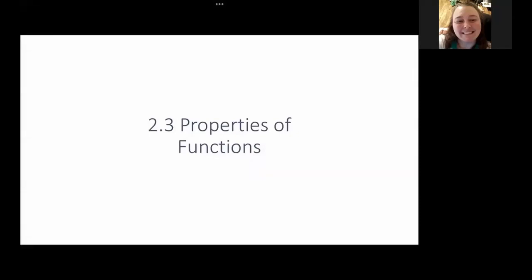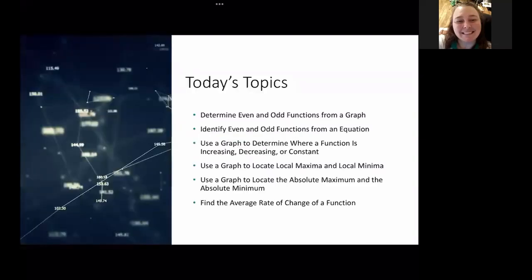Hello all, welcome to section 2.3, and we're going to continue with our discussion about functions, and we're going to talk about different properties that functions have. So let's take a look at today's topics.